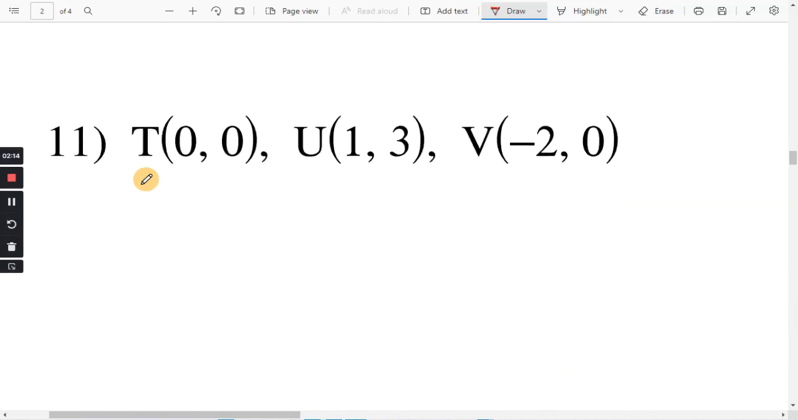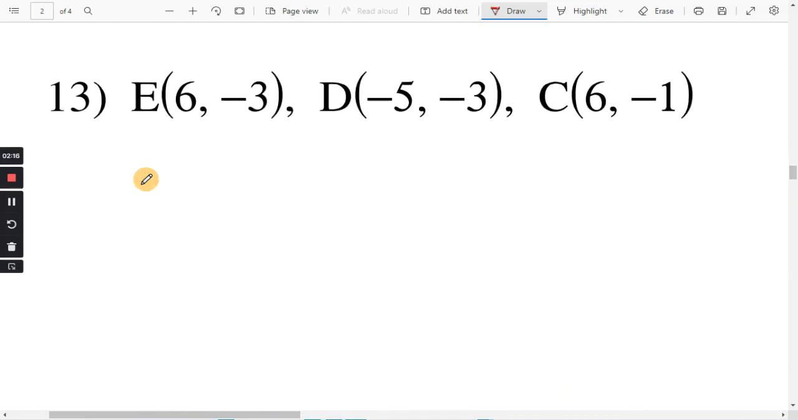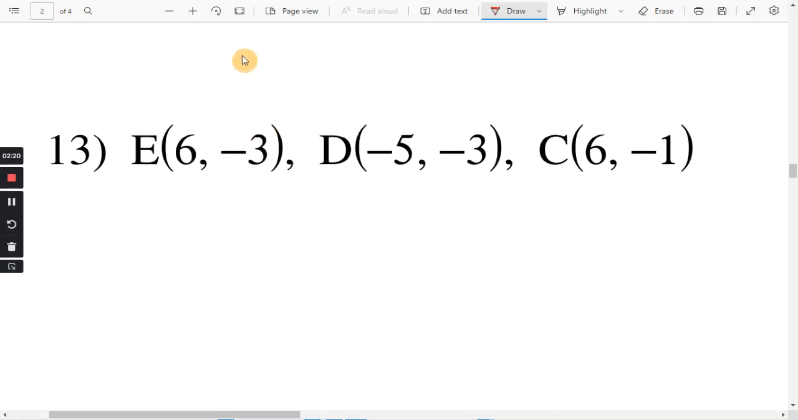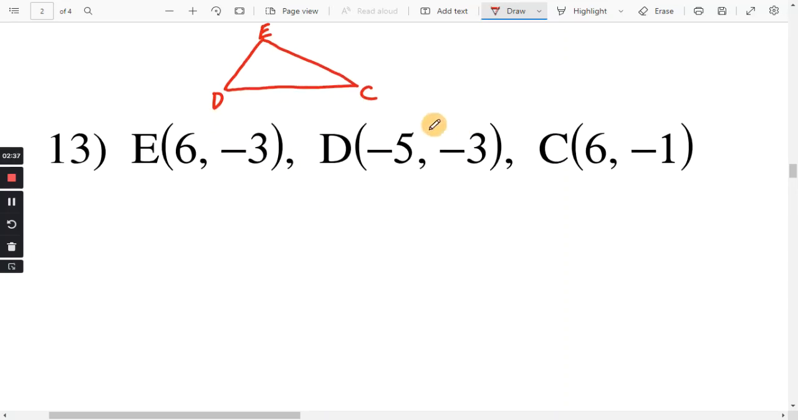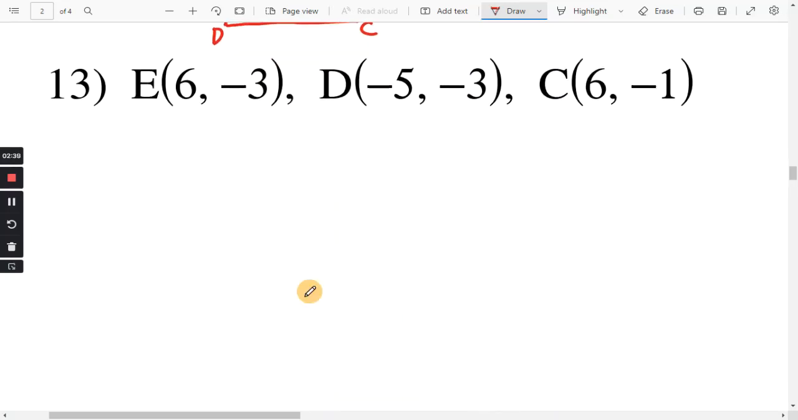All right, so these are the coordinates of the vertices. This would be like triangle EDC. We don't actually have to graph it because they give us the coordinates. So this would be triangle EDC. These coordinates are the coordinates for the vertices.